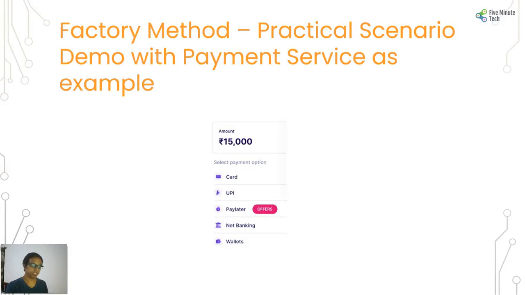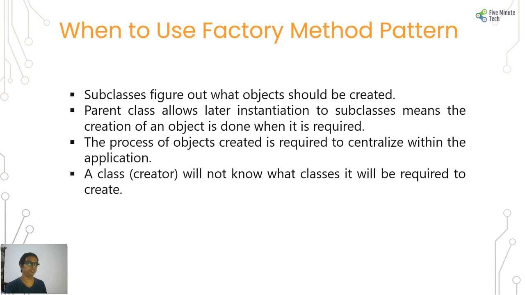So that was a short demo of the factory method pattern. Now let's get into when to use the factory method pattern. The subclasses figure out what object should be created. So when you have a scenario where the subclasses need to figure out what object they need to create, the parent class allows later instantiation to subclasses, meaning the creation of an object is done when it is required, as you saw in the payment services.